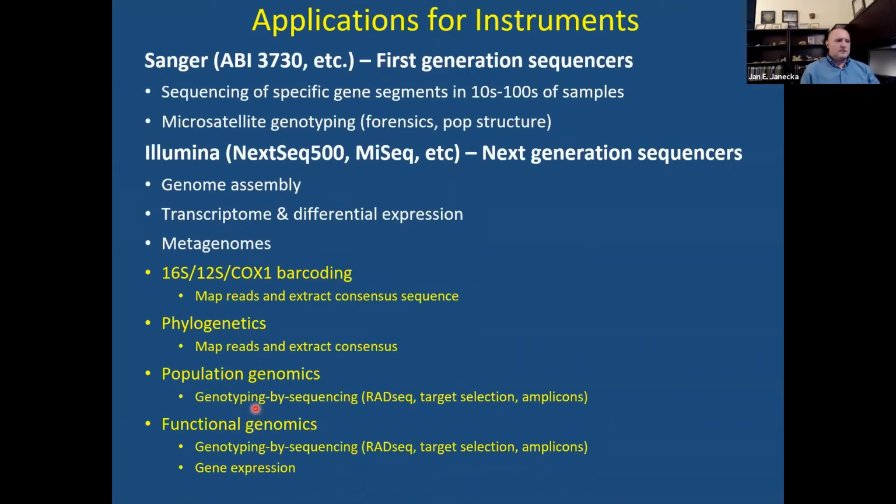For population genomics, genotyping by sequencing, instead of just looking at 30 microsatellites, we have the potential to look at hundreds to thousands of SNPs using methods such as RAD-seq, target selection, and amplicons. And functional genomics: now we can start to look at things related to the biology of the snow leopards, like adaptation to high altitude, behavior, and disease susceptibility. The questions that we can now ask in a conservation or ecological framework greatly increase because we can explore things from a whole genome perspective.